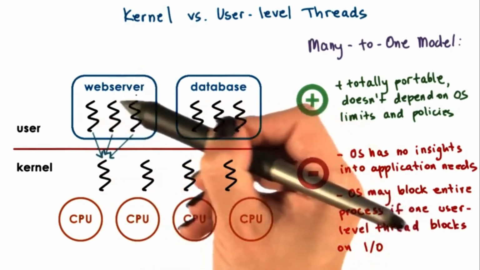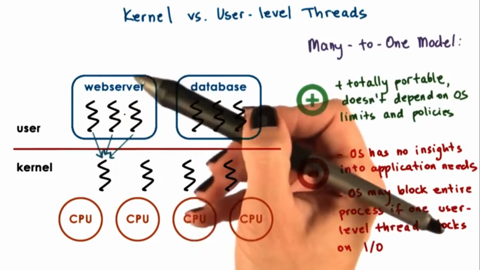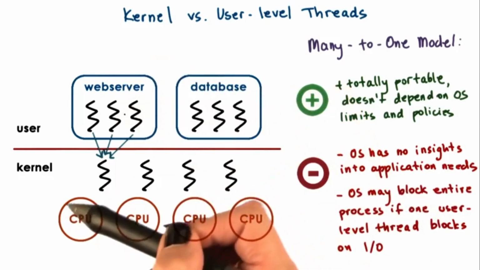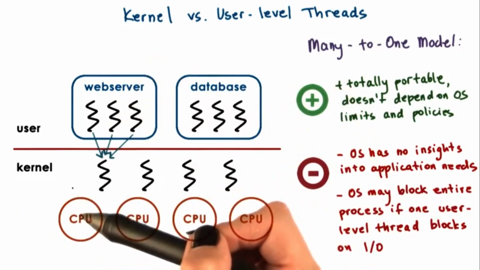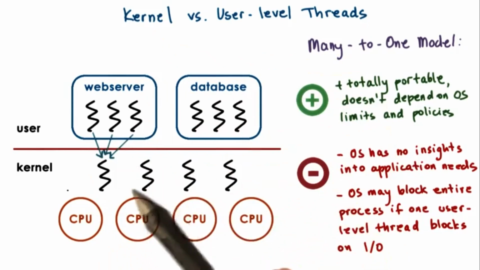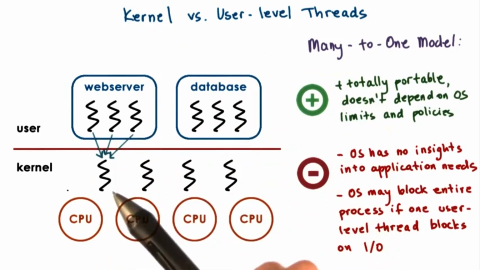The fact that there may be other user-level threads that have useful work to do, and that the process overall can make some progress, is hidden from the operating system, from the kernel, and the whole process is forced to wait. This is obviously going to have some implication on performance.